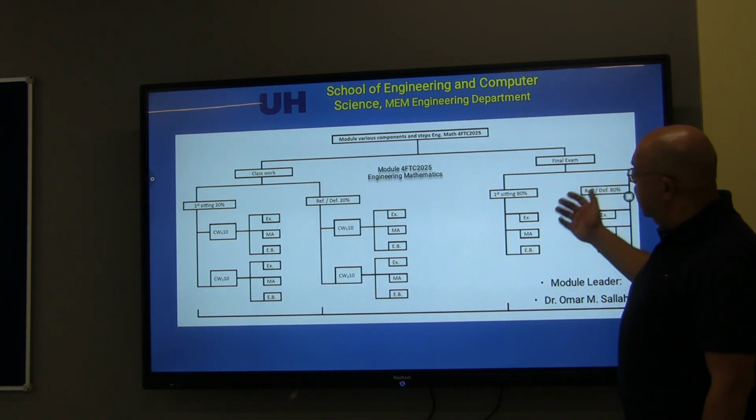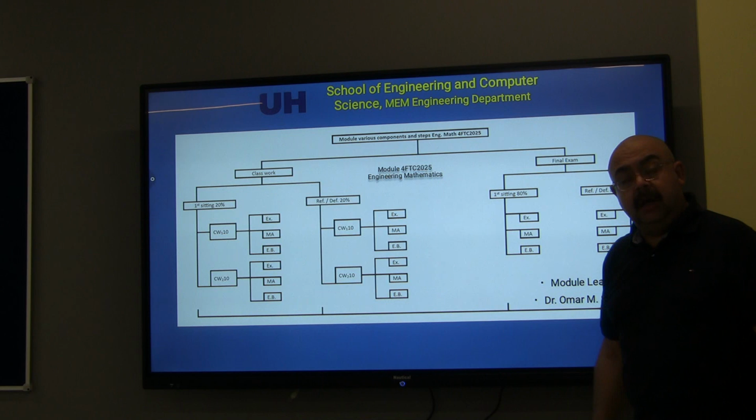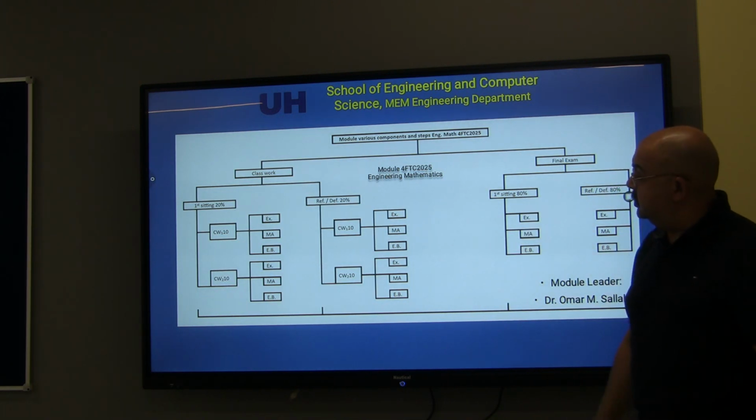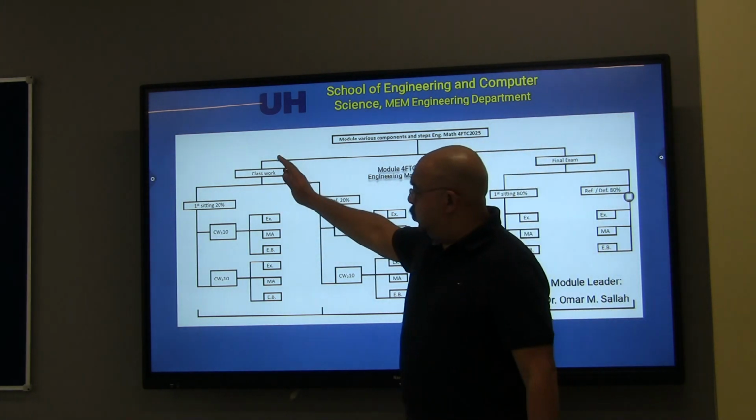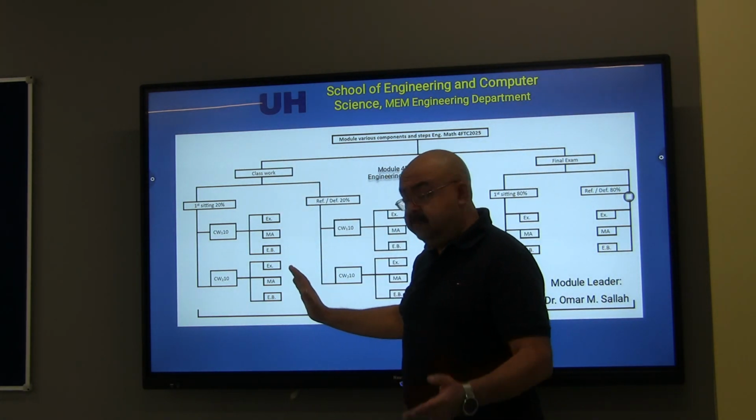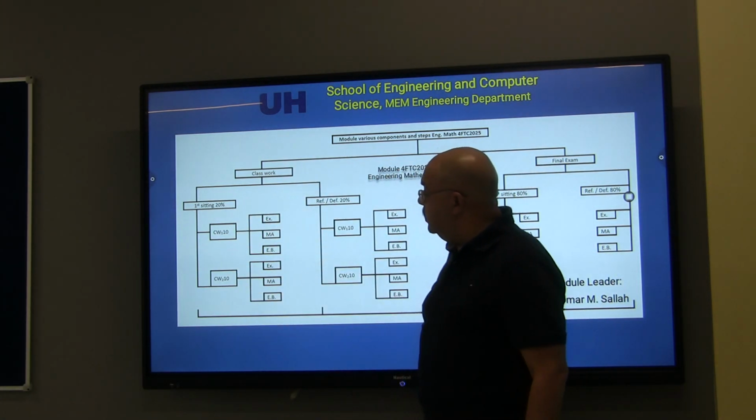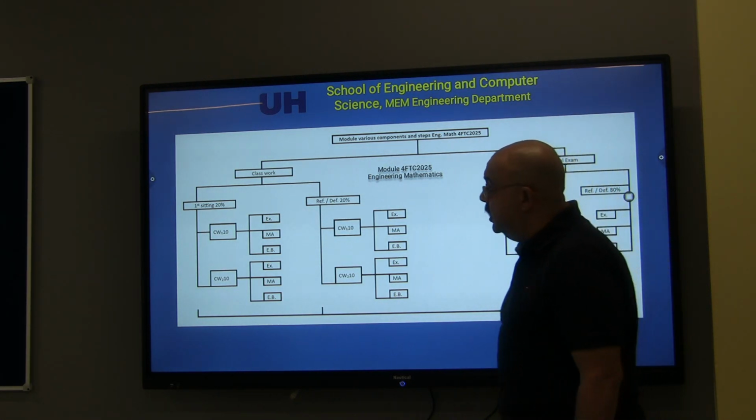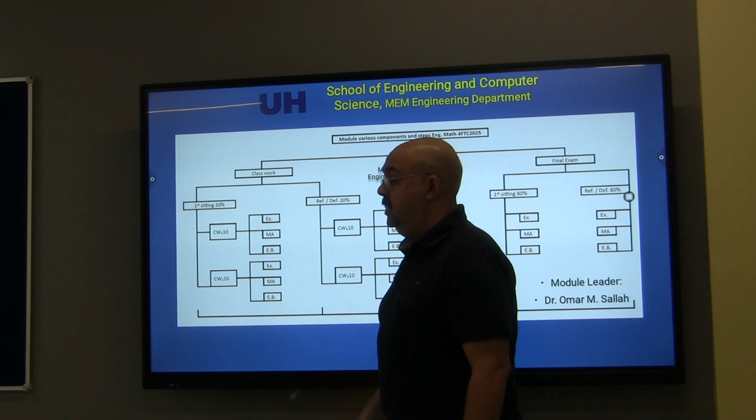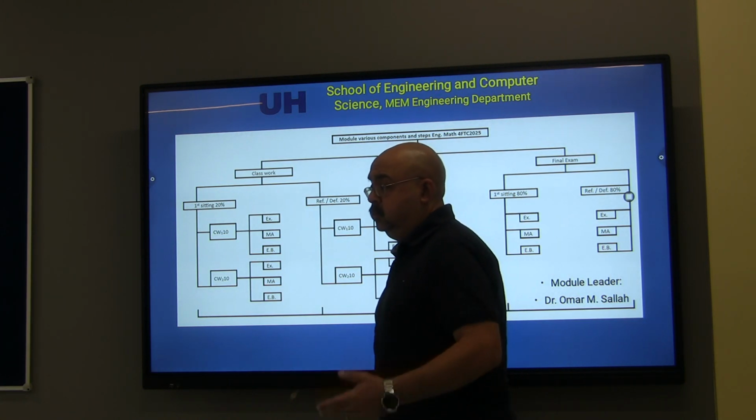For the final exam for the first sitting, it's going to be 80%. So as you see from this flow chart, the classwork for the first sitting, sitting A, is going to be 10%, 10%, and the final exam is going to be 80%. You will have the exam. It's a big exam, about 2 hours.